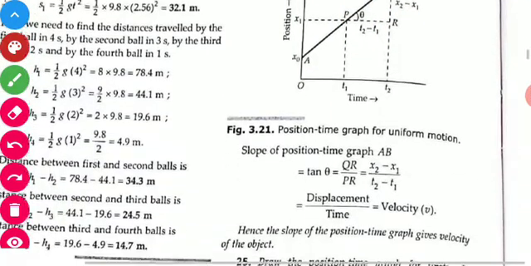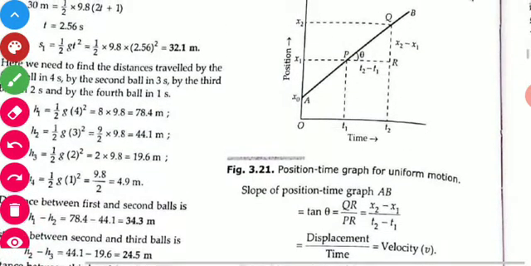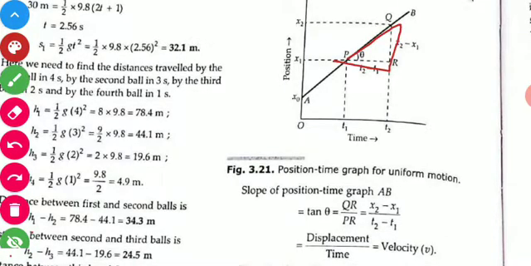So this graph gives us that its slope will tell us something. How can we calculate the slope? It is basically equal to tan theta. In this triangle, what will tan theta be? Tan theta will be equal to QR upon PR. So what is QR? x2 minus x1. And what is PR? It is t2 minus t1.